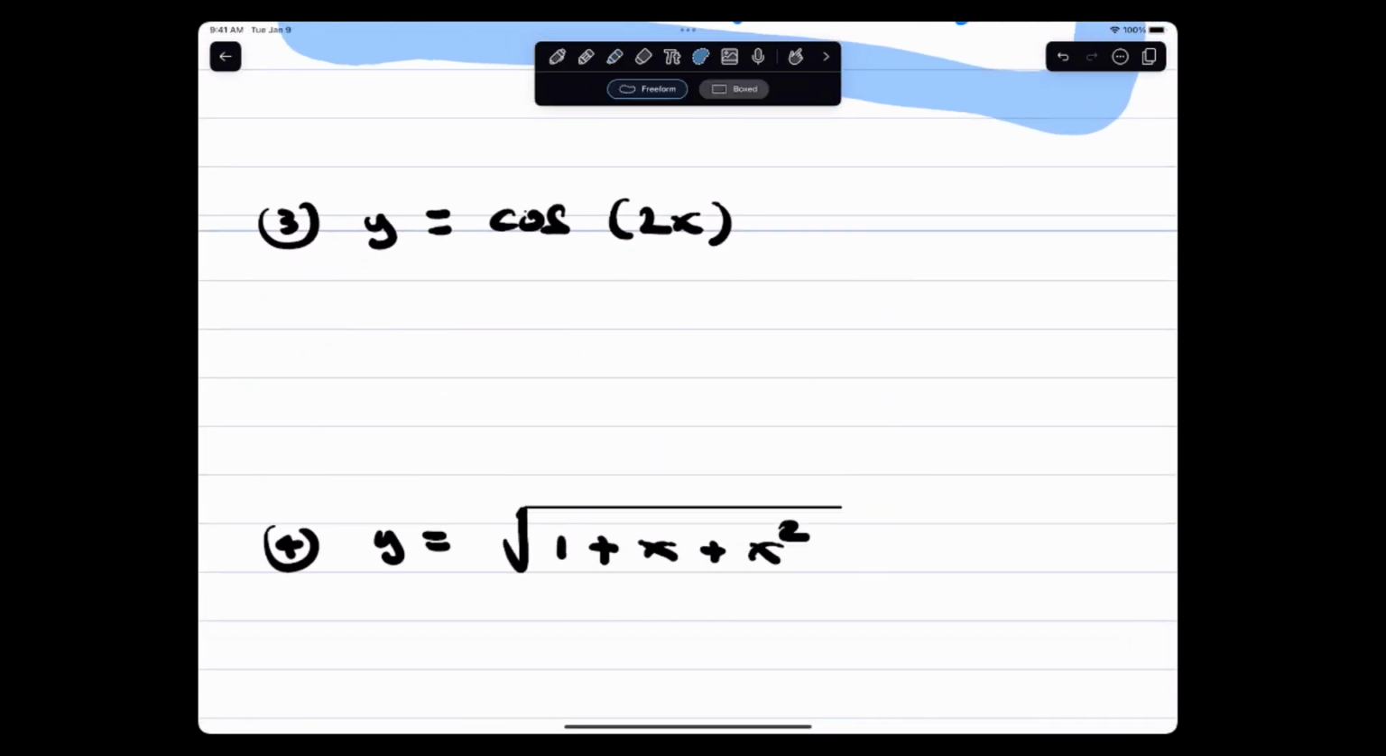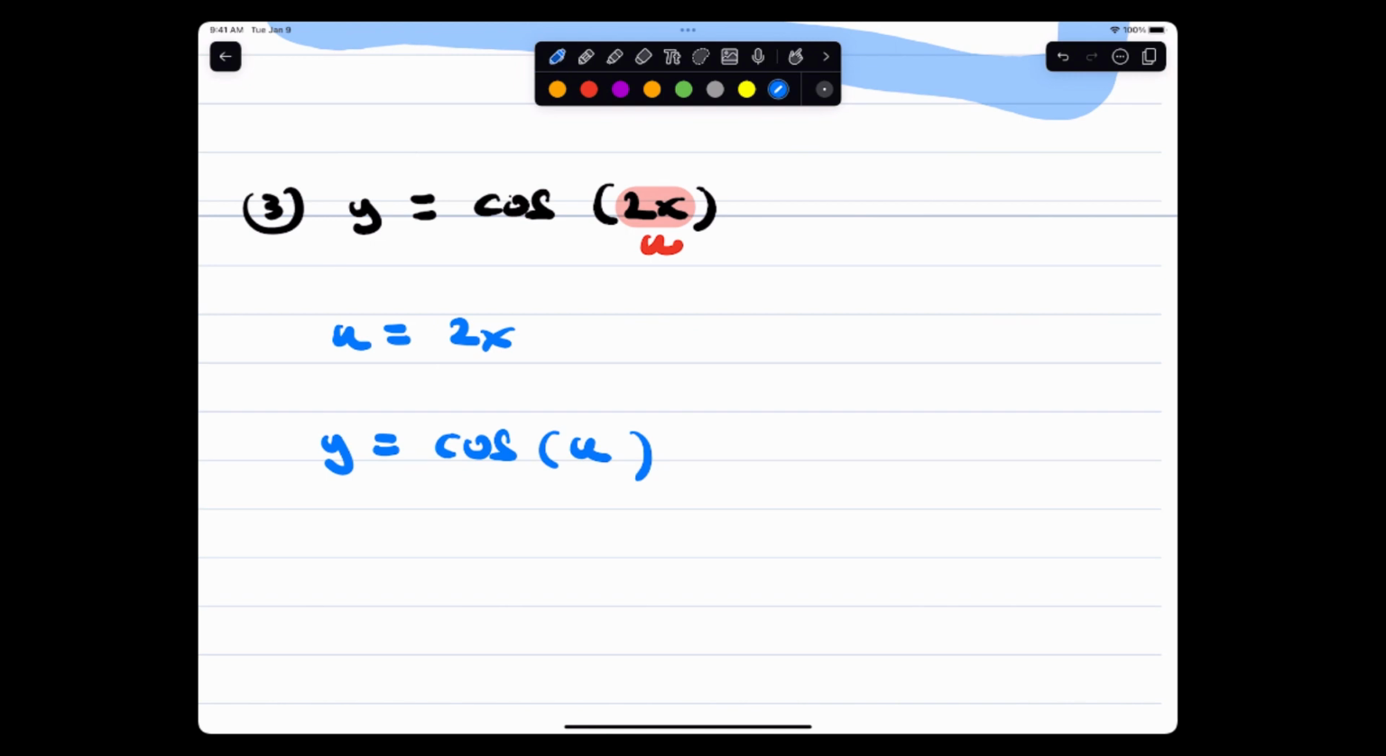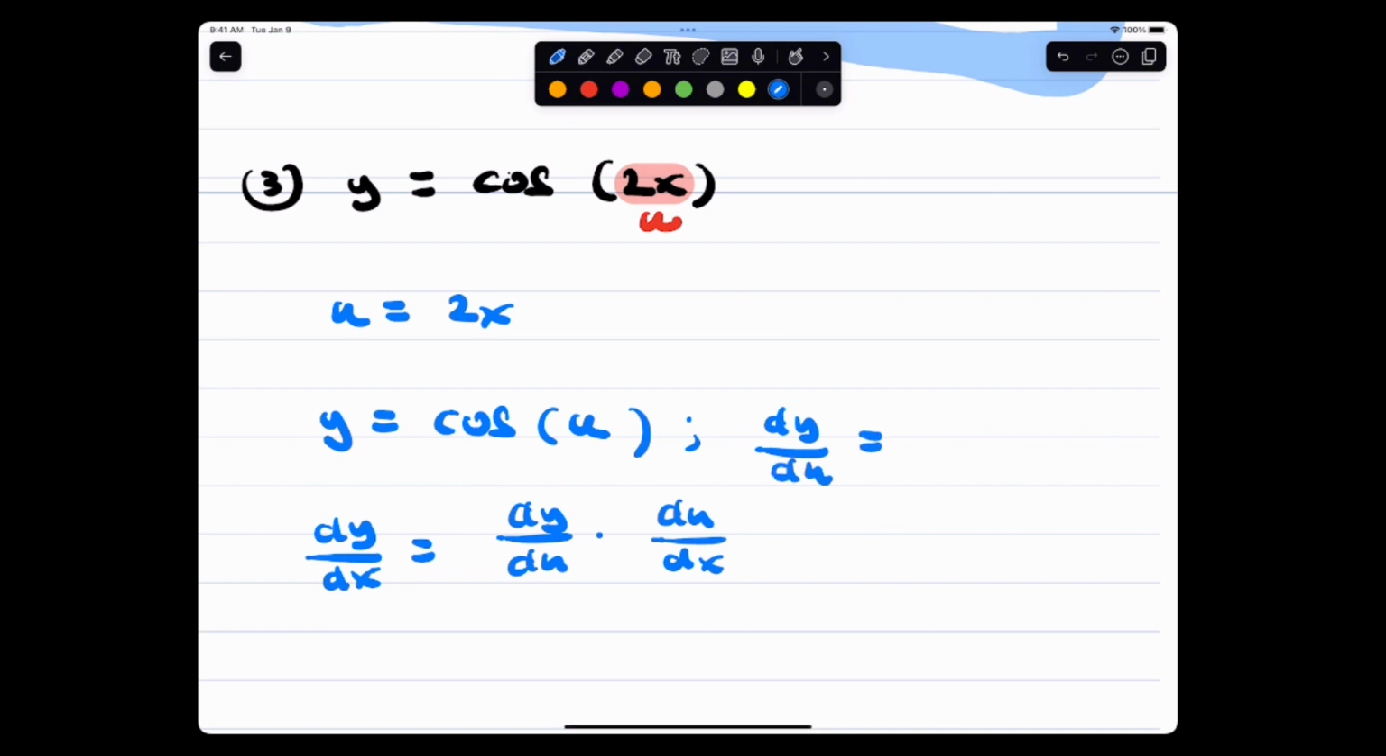Was number 3 easy? Well, let's see. What is u? What's the inside function? Right? u is going to be that 2x. So we say, okay, u is 2x. That means y will be cosine not of 2x, but cosine u. Chain rule, dy/dx will be dy/du times du/dx. So we're going to now say, okay, dy/du. What's the derivative of cosine? Is that negative sine? What's the derivative of u with respect to x? Isn't that 2?